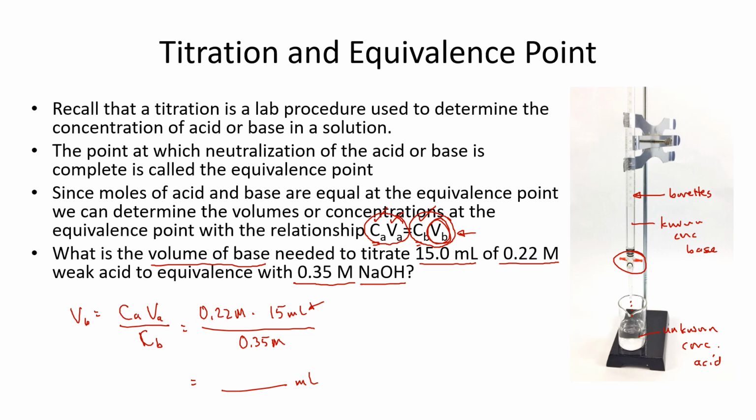So I get 9.4 milliliters of the base being added in order to neutralize that acid. So there you go. That's an easy calculation to be able to determine the quantities of unknown from the ones that you have.